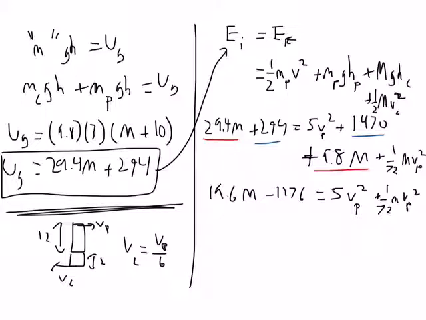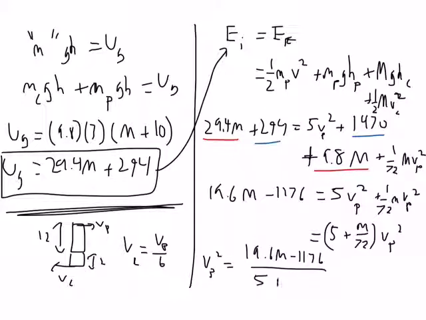So we have everything with the velocity on one side and everything without the velocity on the other. So we need to factor out 5 plus m over 72 Vp squared. Divide by that thing in parentheses. We're going to get Vp squared is 19.6 m minus 1176 all over 5 plus m over 72. So I'm just going to take the square root without rewriting it, like so. Right, and so that's our final answer.